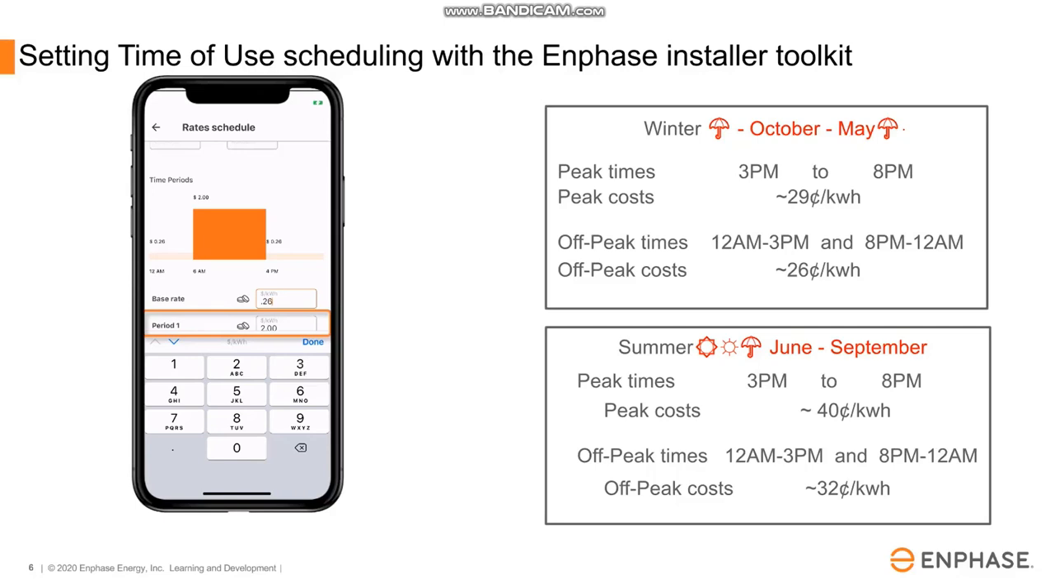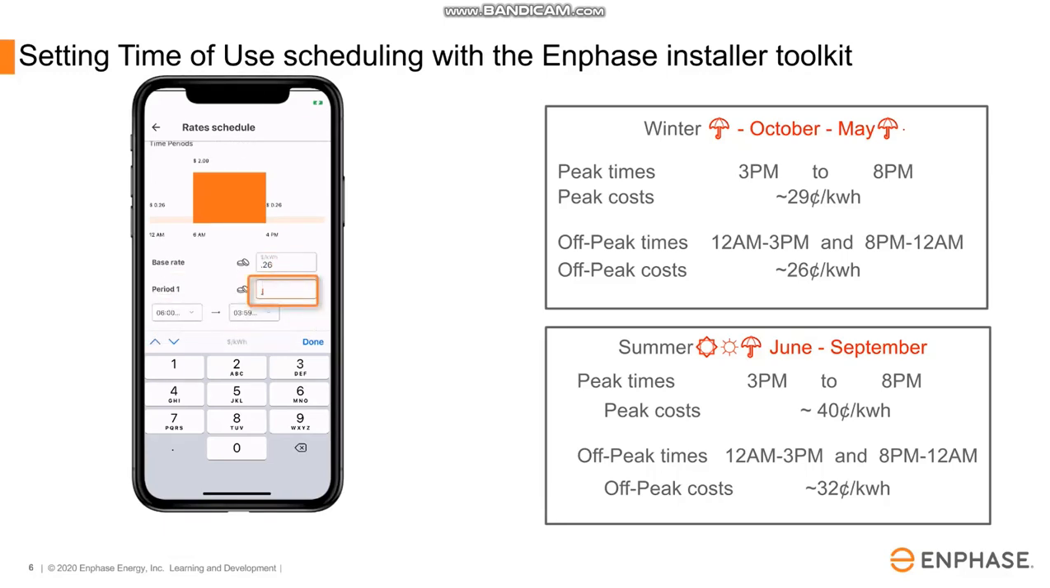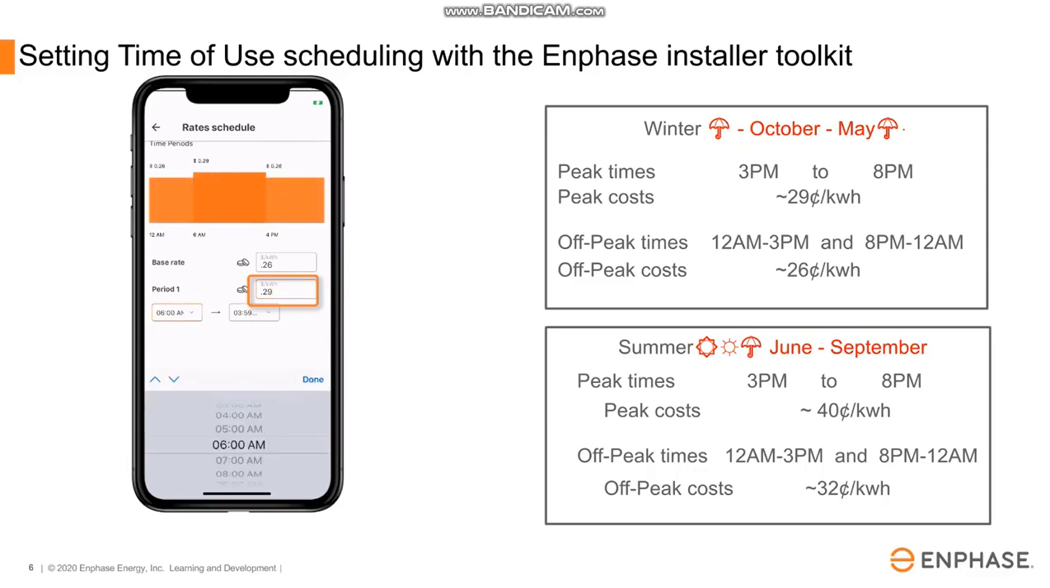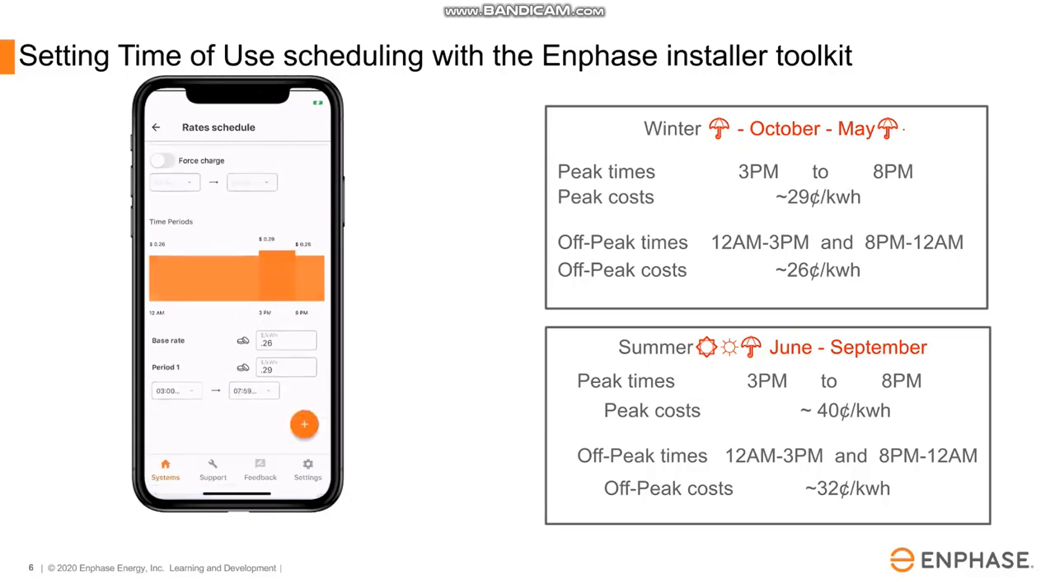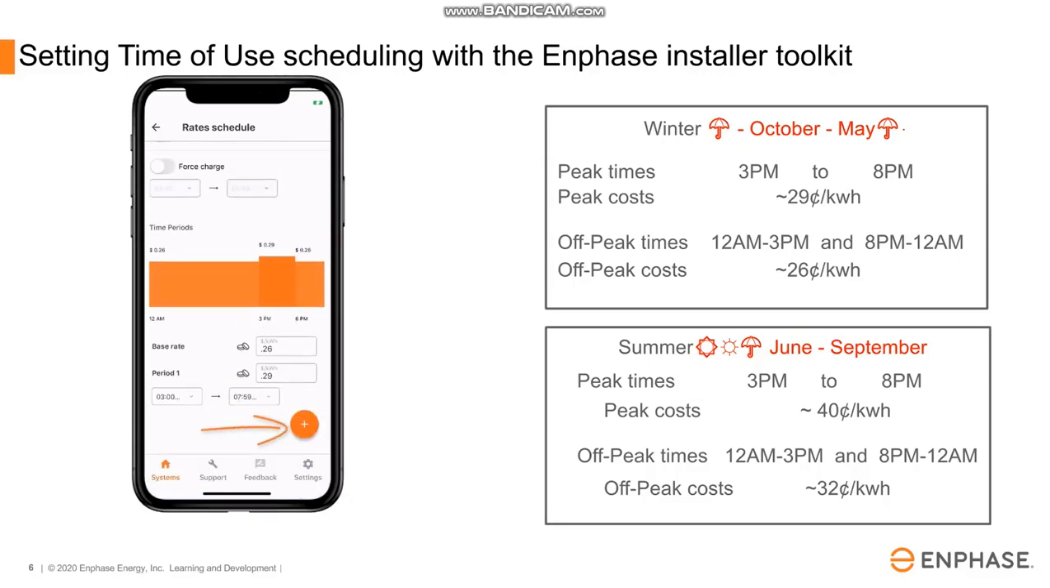In this example, there is one peak time from 3 p.m. to 8 p.m. when the cost of energy is 29 cents per kilowatt hour. Select Period 1 and input 29 cents. Next, input the time boundaries of Period 1. In this example, the time boundary for Period 1 is 3 p.m. to 7:59 p.m. At 8 o'clock p.m., the system will be running at the base rate. Tap the plus sign to add more periods as applicable.